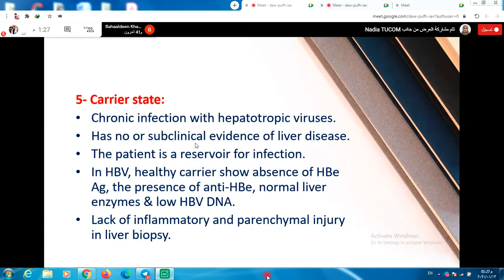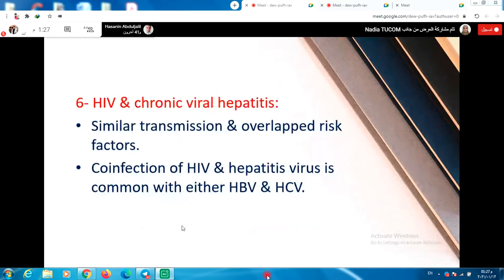And liver biopsy is normal, the patient is a reservoir for infection. Healthy carrier shows absence of hepatitis B E antigen and the presence of anti-hepatitis B E, normal liver enzymes, and low hepatitis B virus DNA. The patient lacks inflammatory and parenchymal features of injury in liver biopsy.